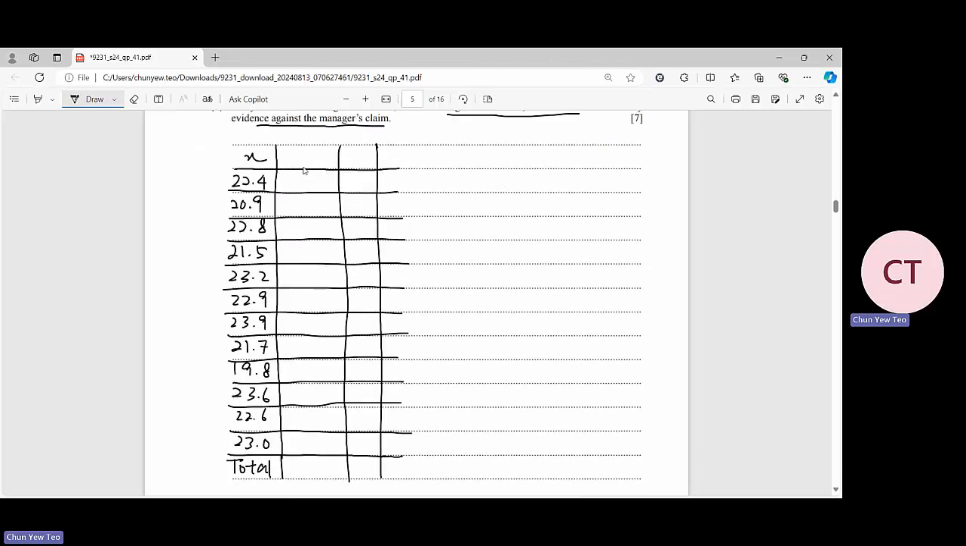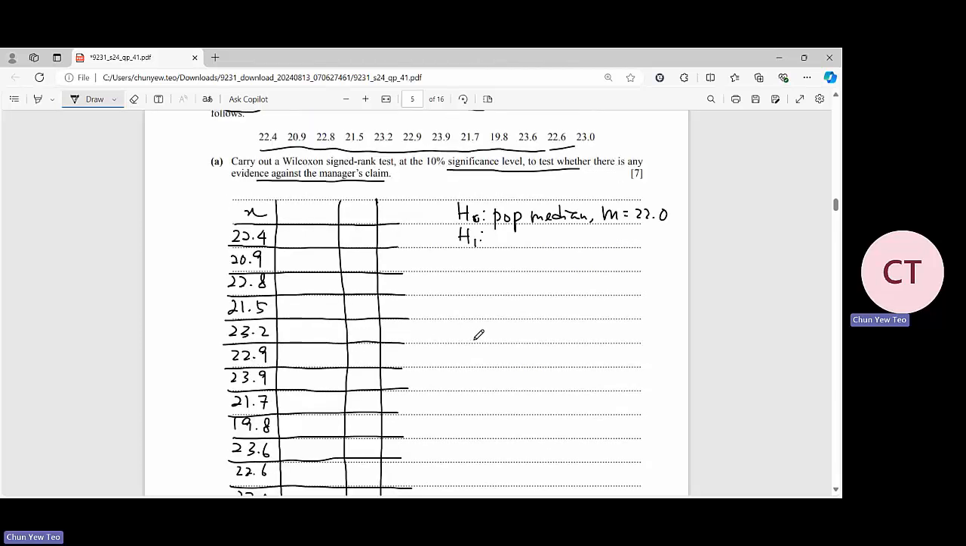So now what you need to do is, first of all, we build the hypothesis. The null hypothesis is that, as the manager claims, the population median M is equal to 22.0. The alternative hypothesis is that the population median M is not equal to 22.0. So we need to find the sign because it's a Wilcoxon signed rank test. So we just take x minus 22.0, then we just subtract accordingly.